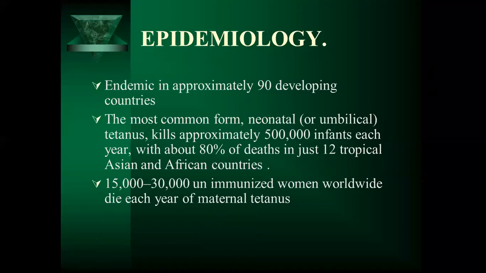So what is the epidemiology of tetanus? It is endemic in 90 developing countries. You will find tetanus there. The most common form is neonatal umbilical tetanus, which kills approximately 5 lakh infants each year, with about 80% of deaths in just 12 tropical Asian and African countries. Also 15,000 to 30,000 unimmunized women worldwide die each year of maternal tetanus. So it's a very important preventable disease which has a high mortality.